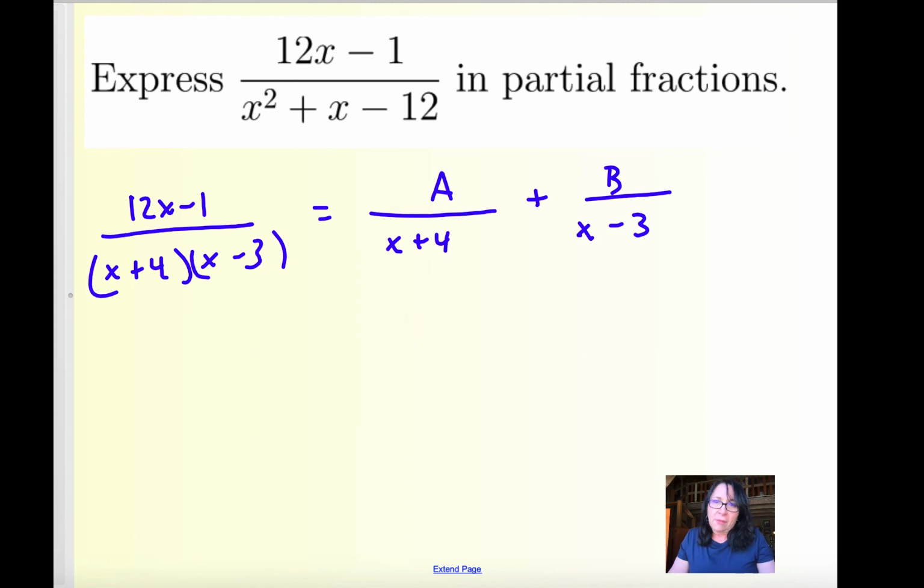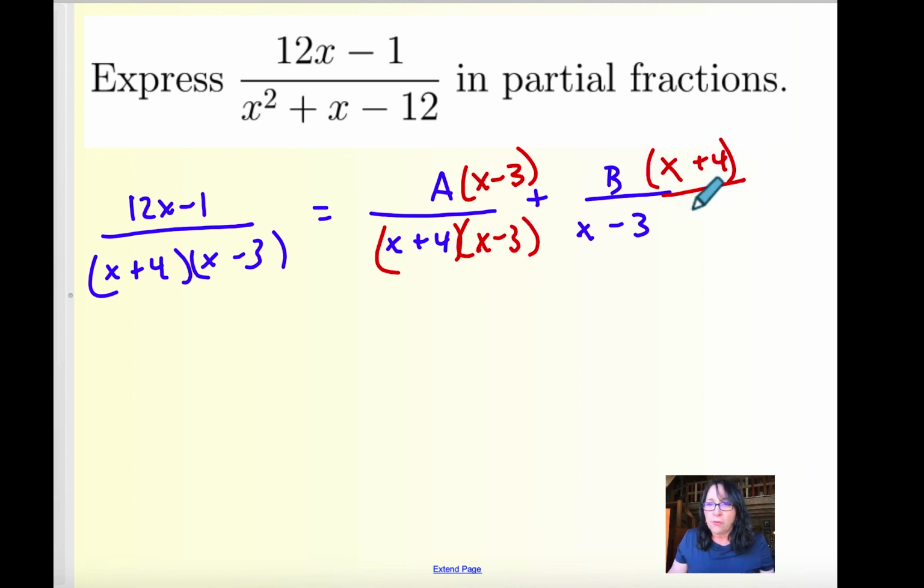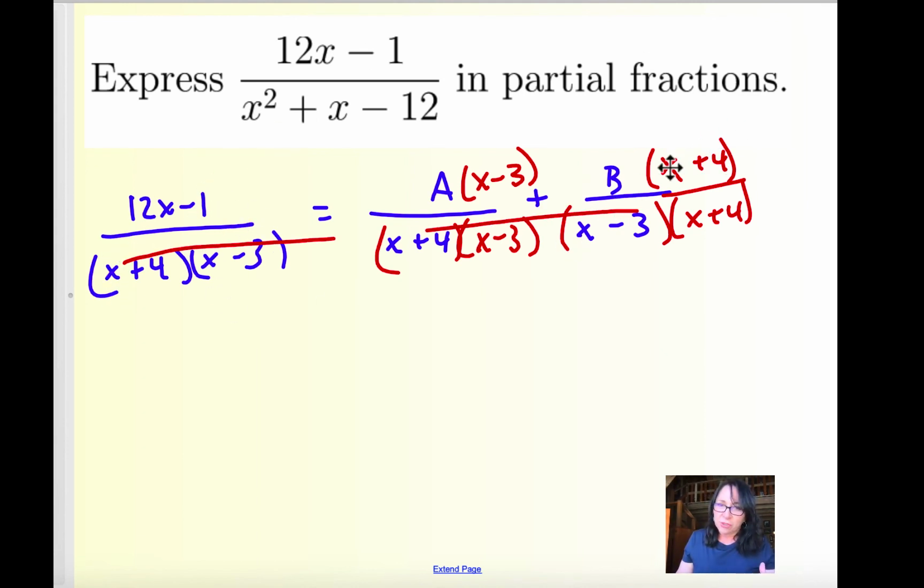Get a common denominator, which is going to be x plus 4 times the quantity x minus 3. So this side needs an x minus 3 over x minus 3. This side needs an x plus 4 over an x plus 4. Denominators are going to cancel, and now I'm left with setting the numerators equal to each other. So I'm going to do a little simplifying.